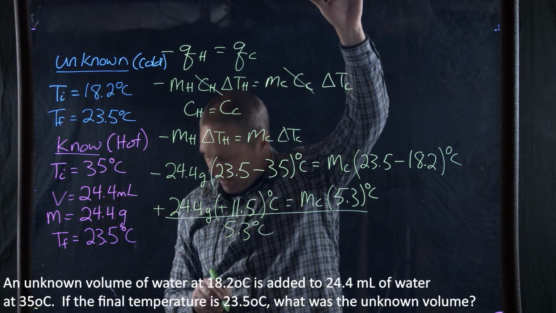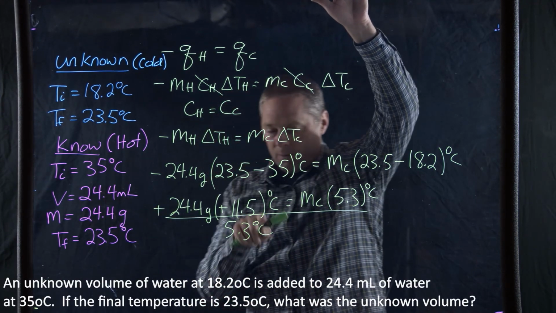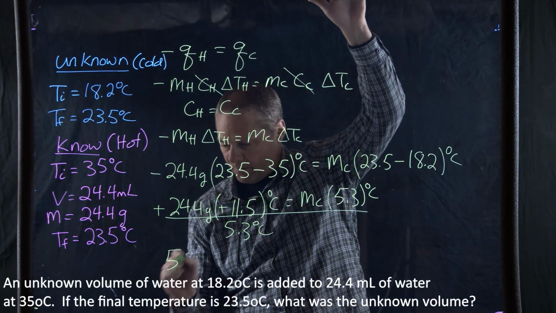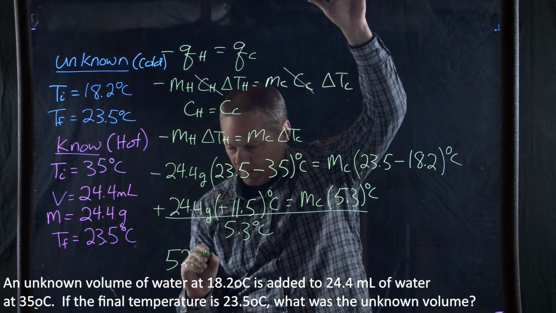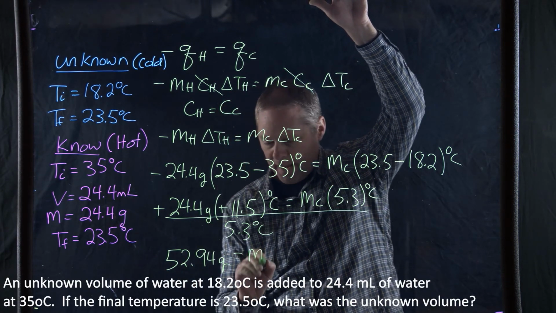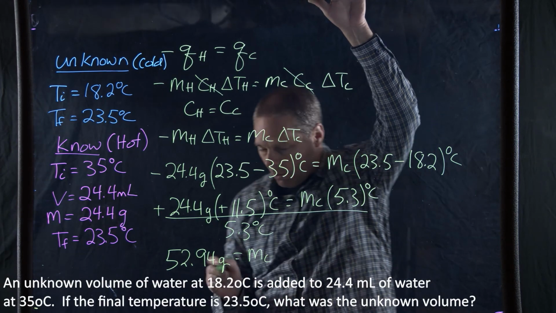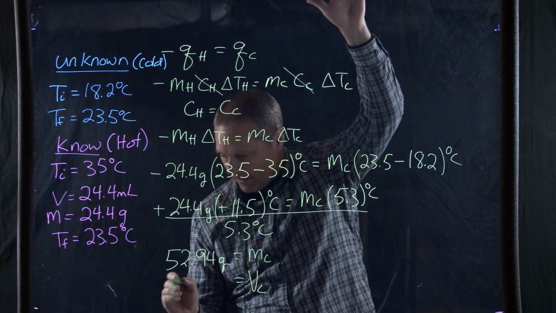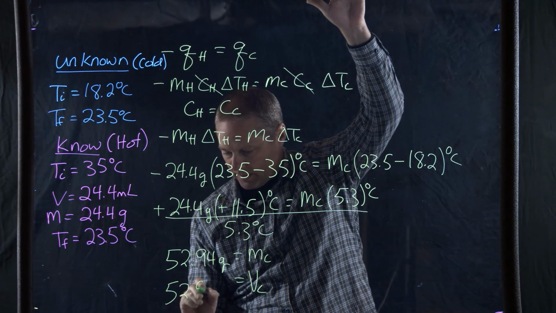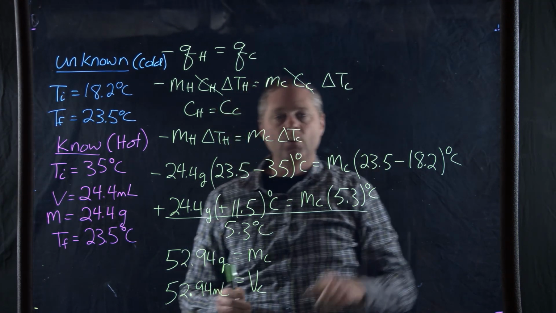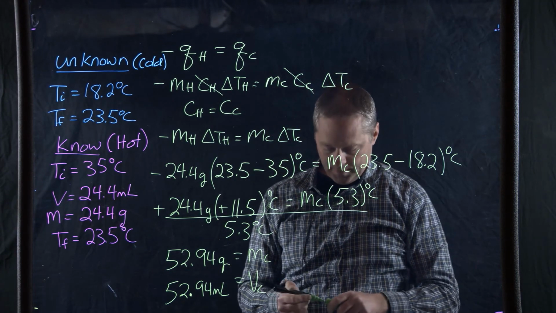These two become positive, and what we end up getting by doing this arithmetic is 52.94 grams is equal to the mass of the cold water, or we can say that the volume of the cold water is equal to 52.94 milliliters, simply because the density of water is 1 gram per milliliter.